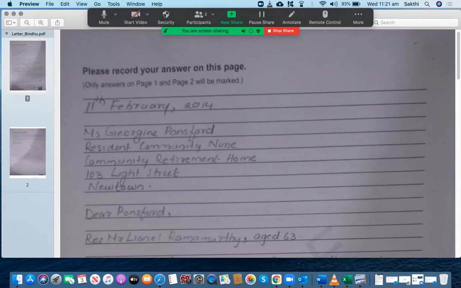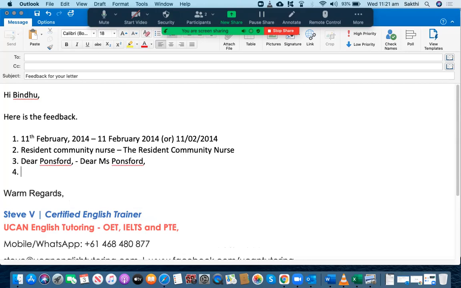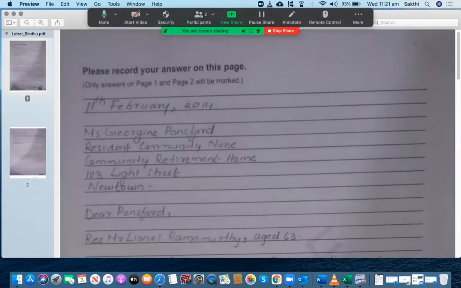See this one. They have used the prefix Miss or Mrs. or Mr. You need to always use the prefix before you write down the surname of the addressee or the patient. So Dear Ponsford is wrong. Mrs. is wrong. Don't change the Miss prefix as well. Dear Miss Ponsford, comma. That's the correct answer. That's all you need to write down. Let's go to the next one.